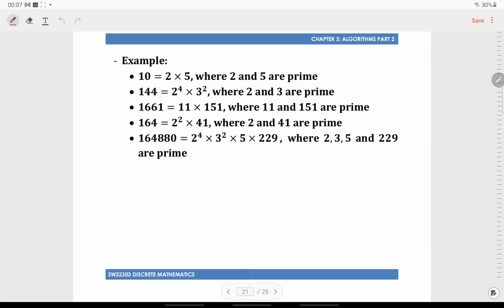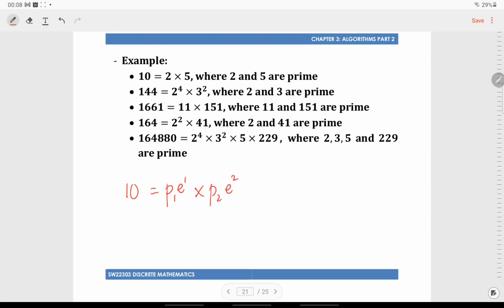Okay, for example, 10. 10 is greater than 2, so 10 can be factored into two prime factors, which are 2 and 5. So 10 equals P1 to the power E1, times, multiplication means factors, P2 to the power E2.